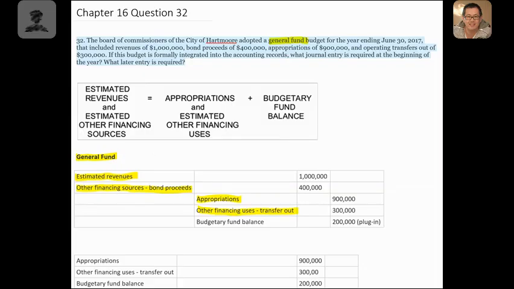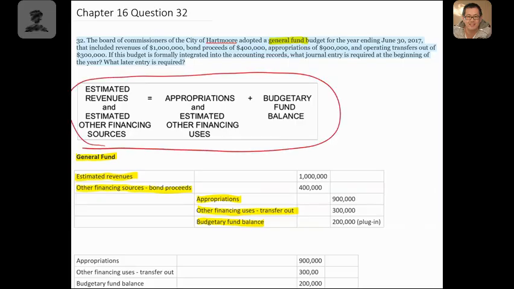It's a plug-in number. Here they have more revenues than expenses, so they are going to have a positive budgetary fund balance, and that goes to the credit balance. So that budgetary fund balance has $200,000. It's a plug-in number.